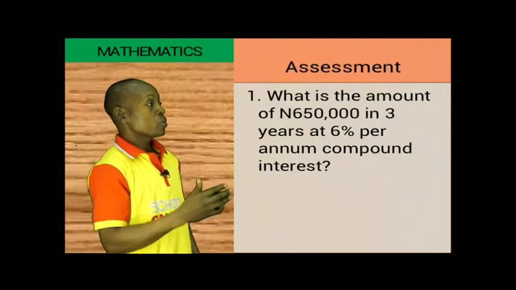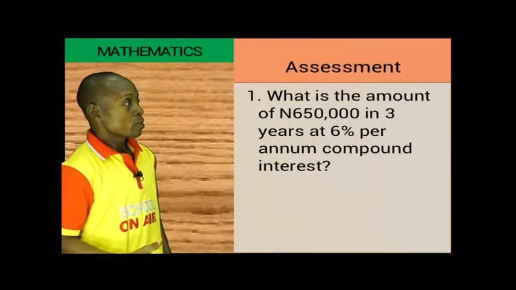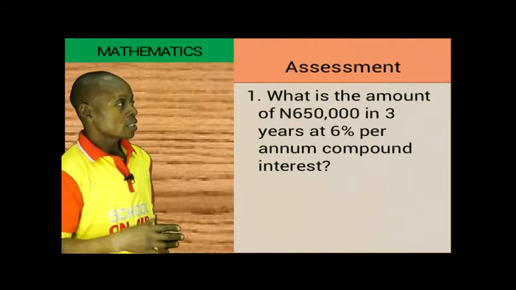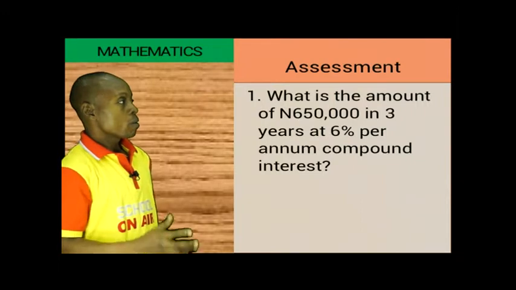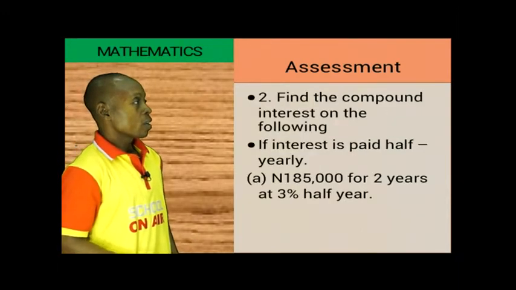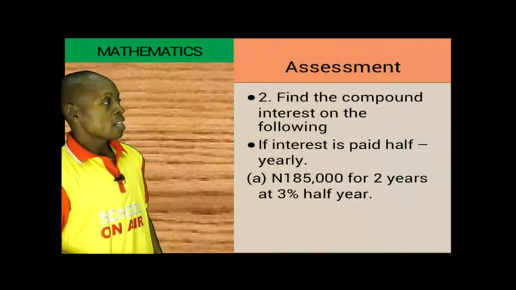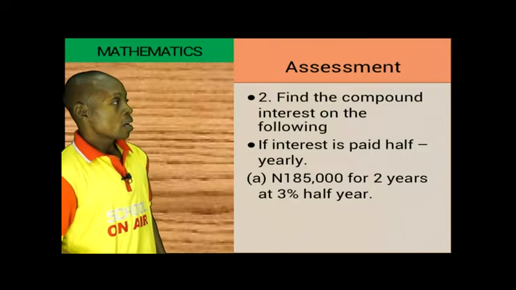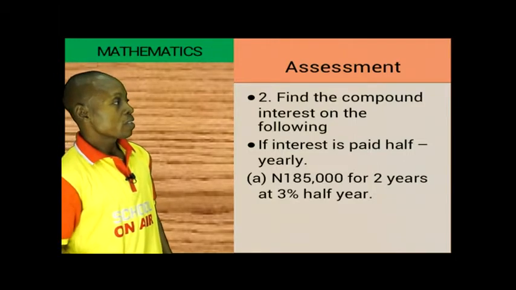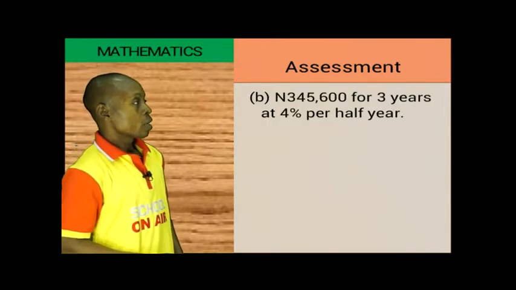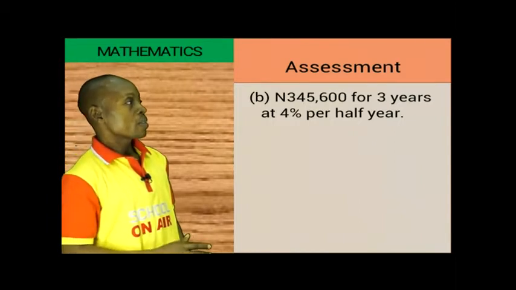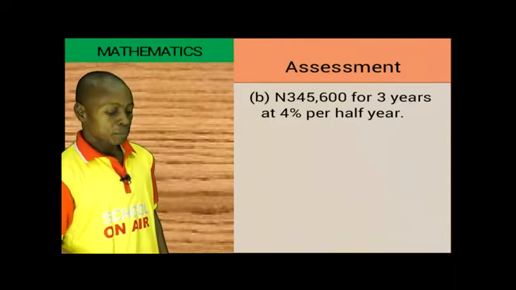So these are the questions you have to attempt. What is the amount of 650,000 in 3 years at 6% per annum compound interest? The second one is find the compound interest on the following, if interest is paid half yearly: 185,000 for 2 years at 3% per half year, and 345,600 for 3 years at 4% per half year.